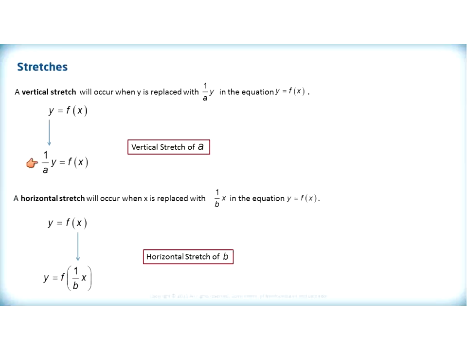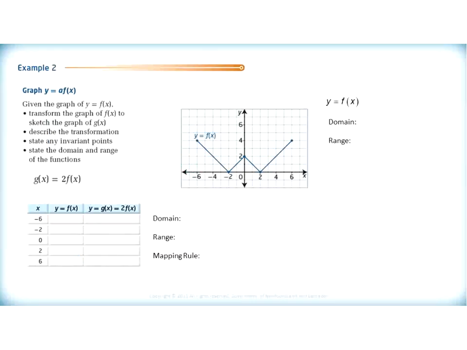Now again, you need to realize that this equation may also be written like this: y equals a times f of x. Same equation. Think about multiplying both sides by a. This is what you will end up with, of course. A vertical stretch of a, horizontal stretch of b. Let's look at an example of each of these.